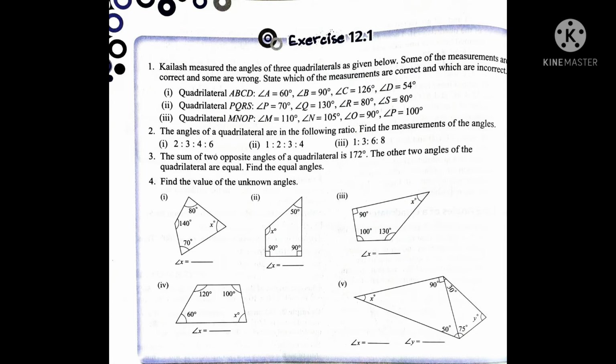Next, come to question number 3. The sum of two opposite angles of a quadrilateral is 172 degrees. The other two angles of the quadrilateral are equal. Find the equal angles. You can take the four angles to be A, B, C and D. Take angles B and D to be equal, and angle A plus angle C to be 172 degrees as they are opposite of each other, and it is given that the sum of A plus C is 172 degrees.